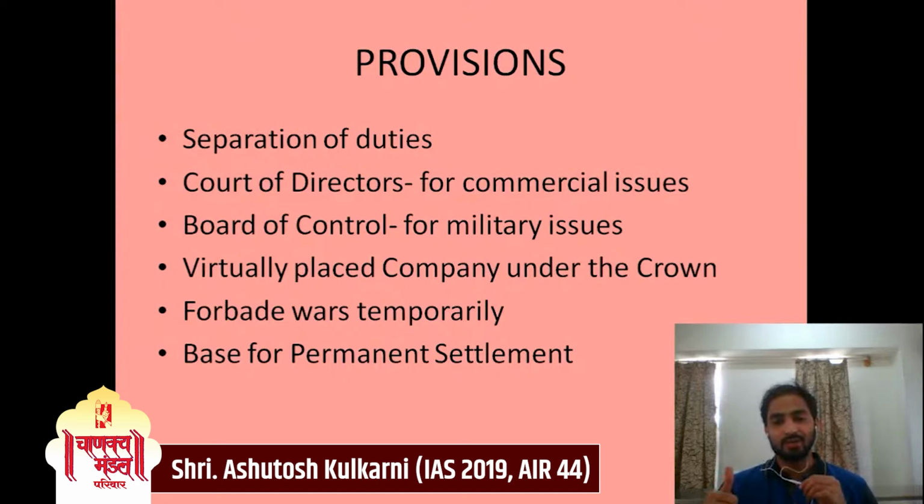So the Charter Act of 1793, Charter Act of 1813, Charter Act of 1833 and Charter Act of 1853. These are the four charters that the British East India Company got from the British Parliament after every 20 years. But as we will see in the future lectures, all these charters essentially led to a reduction of powers of the East India Company. And finally, in 1858, you will have the East India Company being abolished.